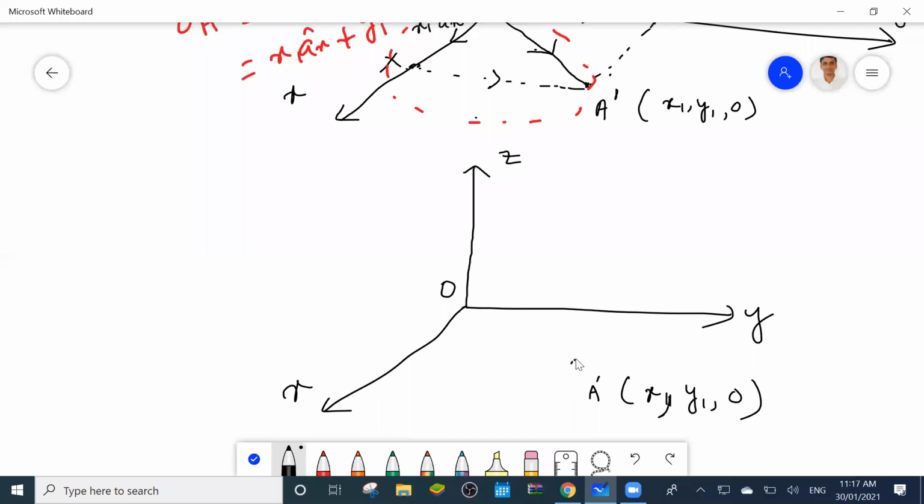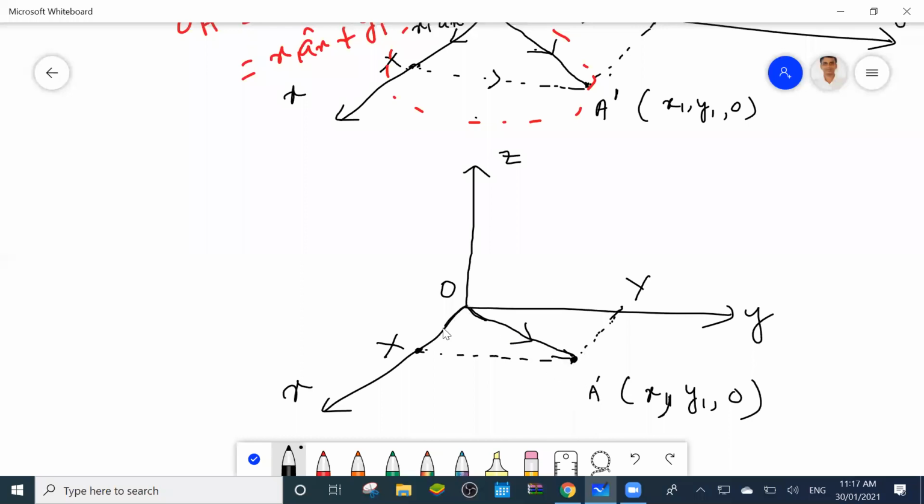Now, if this point is x1, the corresponding point of this point on the x-axis is this point. So from O to this point is x1. Suppose this point on the x-axis is capital X. Similarly, the corresponding intersection point on the y-axis is this one. Suppose this is capital Y. So origin to A dash is the position vector. I have to find the position vector of A dash.